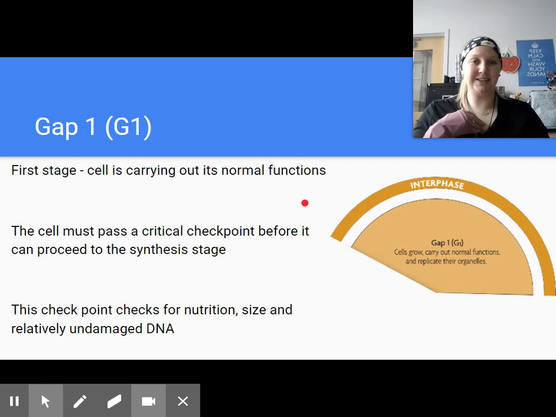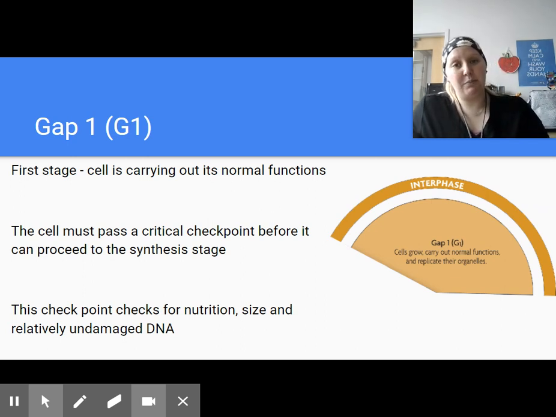Gap 1 is when the cell is carrying out its everyday job. It's growing, it's doing whatever its function is. And at the end of Gap 1, the cell must pass a critical checkpoint in order to make sure that it is ready to proceed into the synthesis phase. This checkpoint makes sure that the cell has the proper nutrients it needs to move forward, it's adequate in size, and its DNA is relatively undamaged.